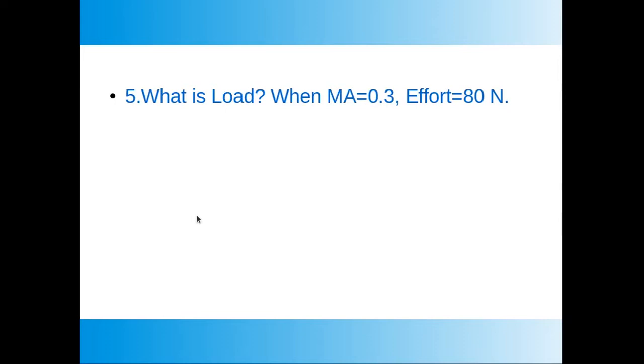Now what about the fifth one? What is the load when MA equals 0.3 and effort equals 80 N? They have given mechanical advantage and effort here. We just need to find the load. The formula is again the same one: load divided by effort equals MA. x divided by 80 equals 0.3. As we don't know the load, I kept it as x. We should find x, right? So we should multiply 80 into 0.3.